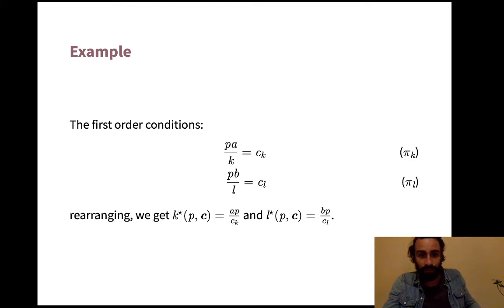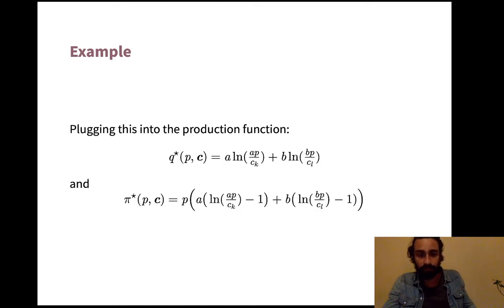Now what do we want to do with that? We can plug it back into our F function, right? So we have our production technology. We plug in K star is equal to AP over CK for K, and we plug in L star is equal to BP over CL for L, and we get A ln K star plus B ln L star, and that gives us the optimal quantity produced when the price is P and the vector of cost is bold C. Then what I produce is A ln AP over CK plus B ln BP over CL.